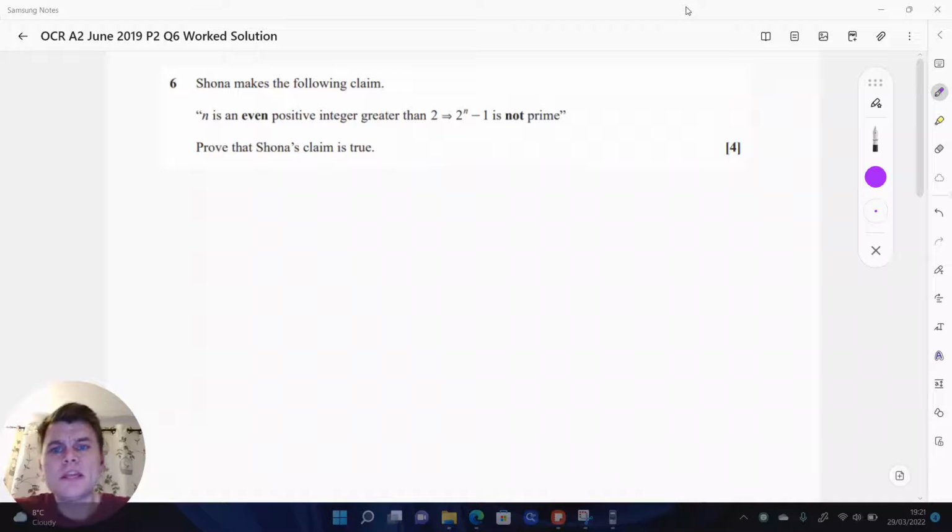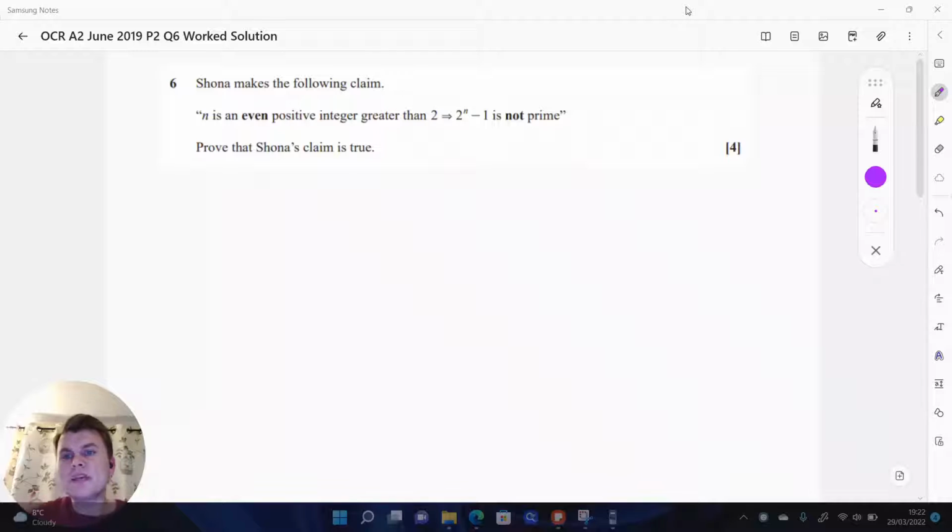Question: Schoner has made the following claim. N is an even positive integer greater than 2, and that implies that 2 to the power of n minus 1 is not prime. Prove that Schoner's claim is true.